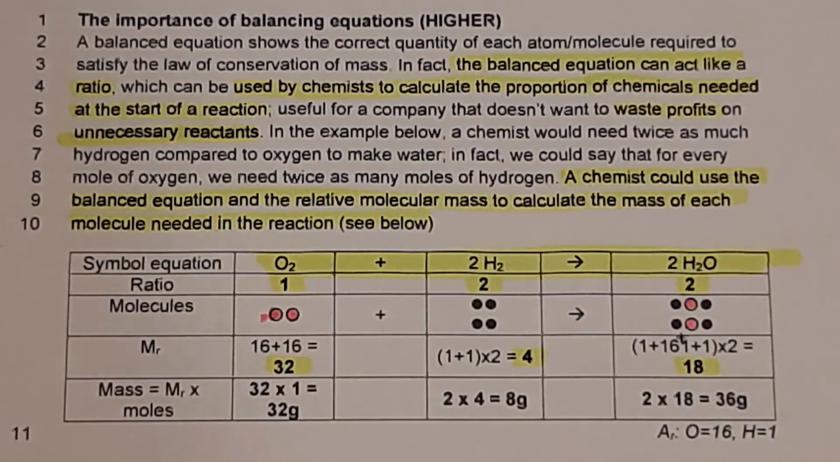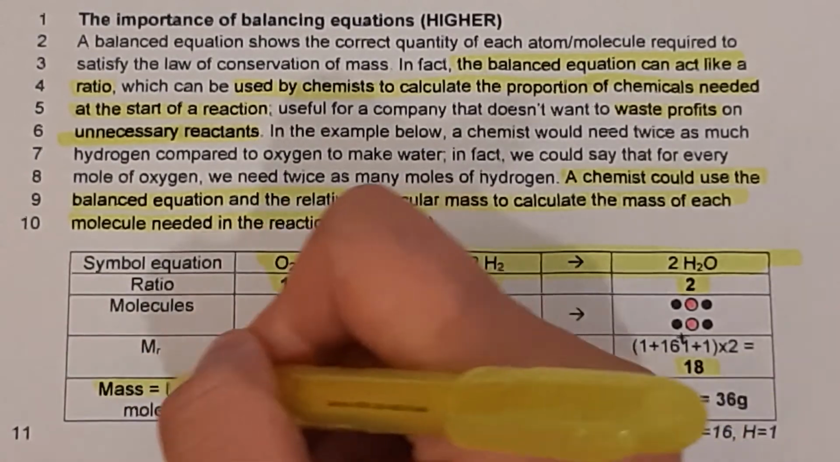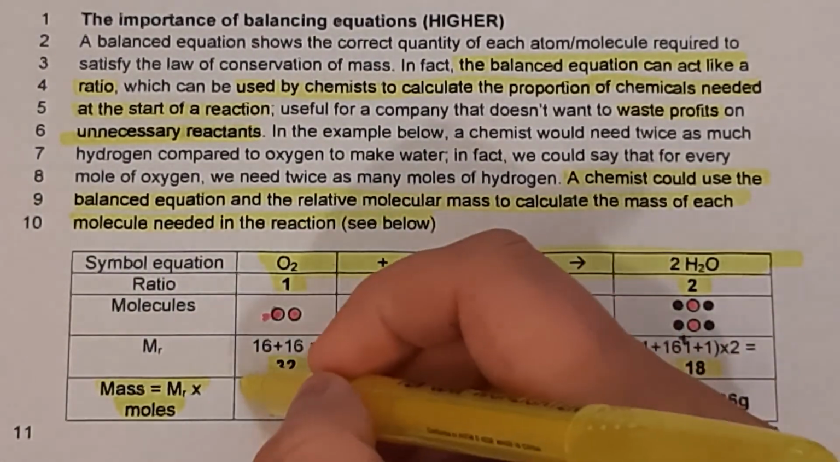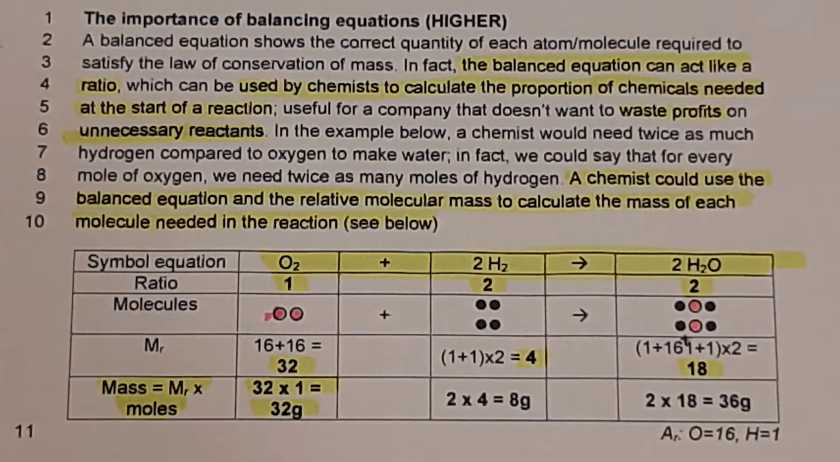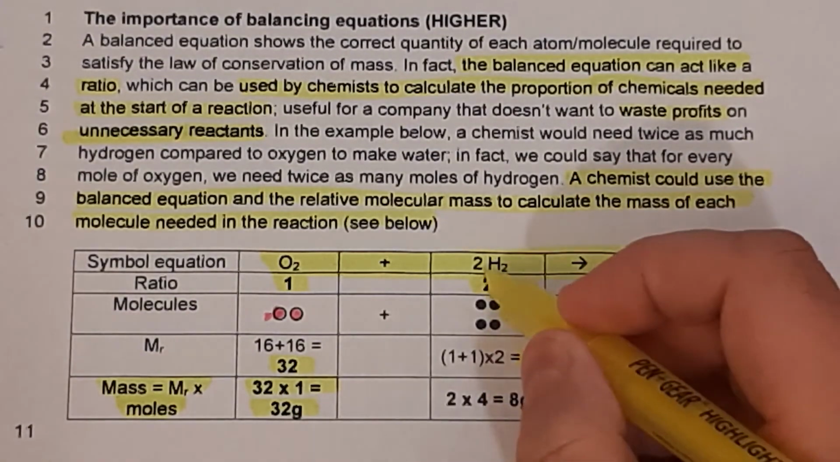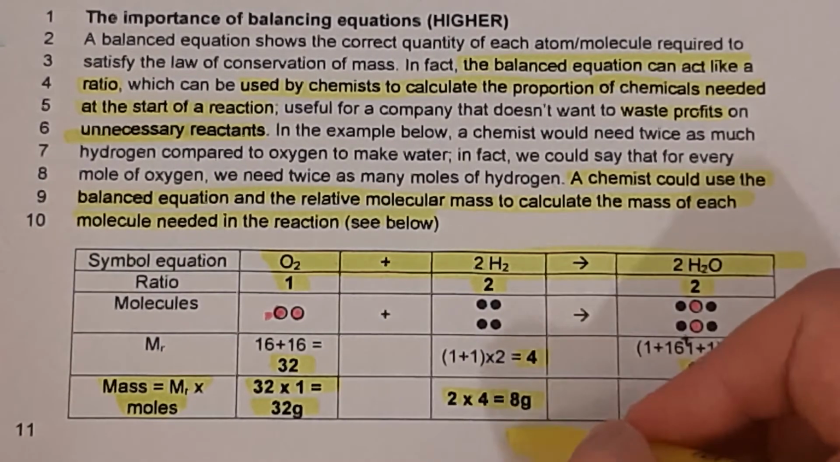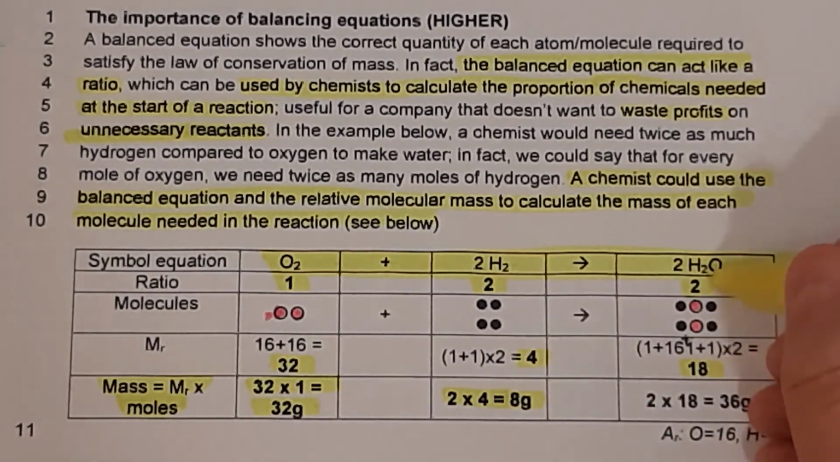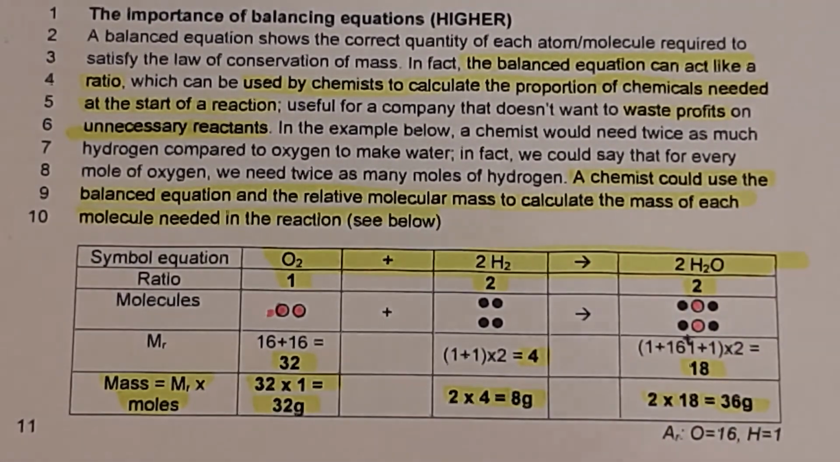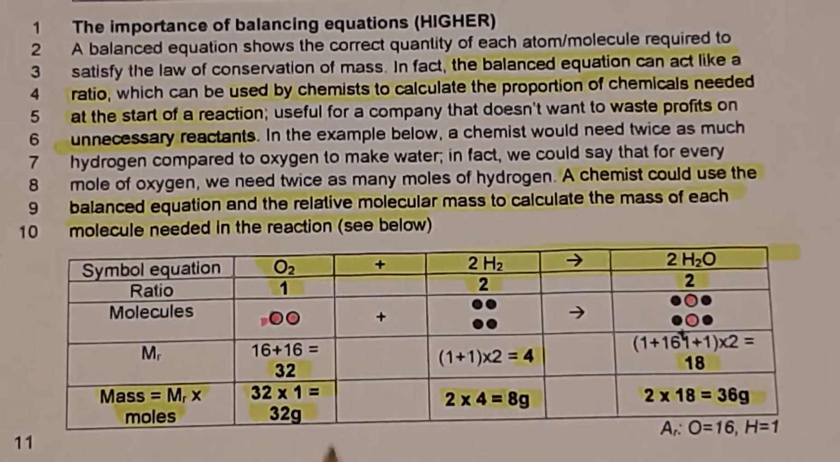So our mass is the relative molecular mass multiplied by the moles. So 32 times 1 gives us 32 grams of oxygen required. 2 lots, because the ratio is 2, multiplied by 4, gives us 8 grams of hydrogen required. And the ratio of 2 multiplied by the molecular mass of 18 gives us 36 grams of water. So we now know that we require 32 grams of oxygen for every 8 grams of hydrogen, which will produce together 36 grams of water.